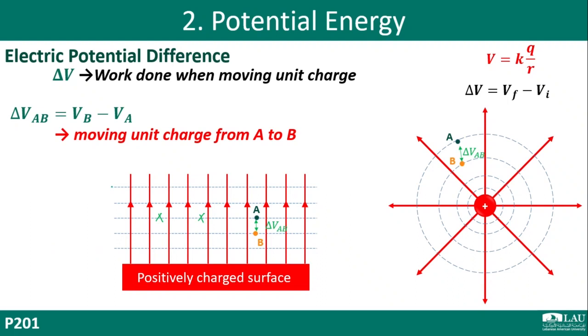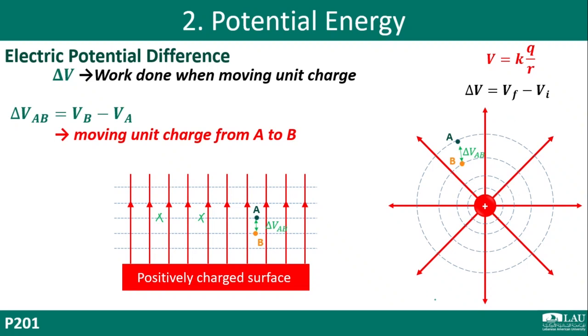So the equipotential lines will be lines parallel to the surface and perpendicular to the electric field. So the dotted blue lines are the equipotential lines, and the red lines here are the electric field lines.